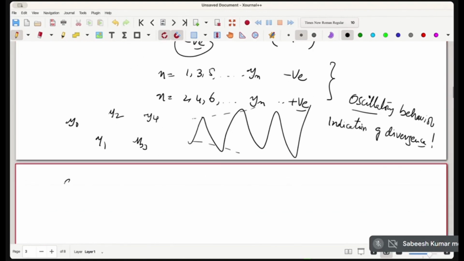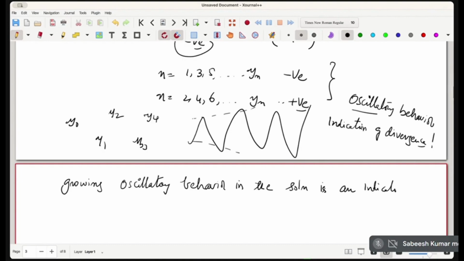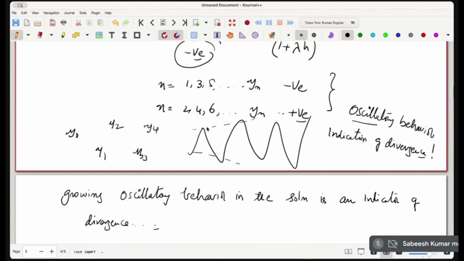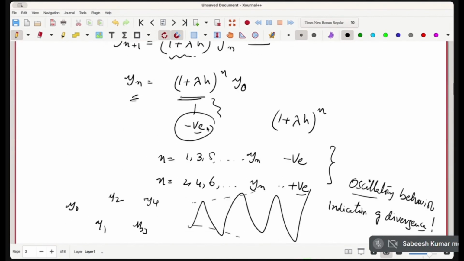So you see a growing oscillatory behavior in the solution, which is an indicator of divergence. That indicates that either the method is unstable for all values of h, or it is unstable for the value of h we have chosen. So we should go back and reduce the h value so that the method becomes stable. Fine. Okay, then let us see if I can.